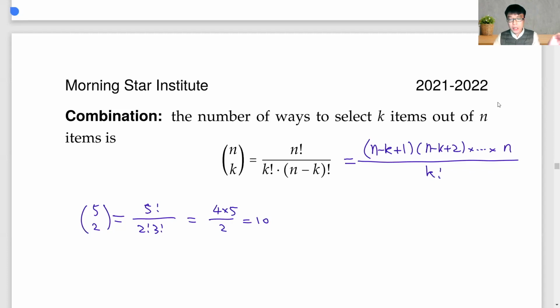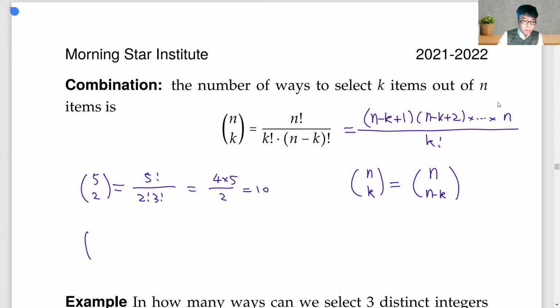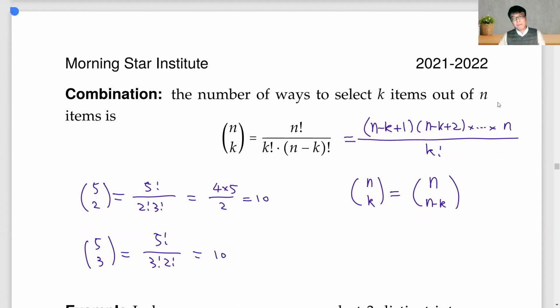Now, a very useful fact is that n choose k is equivalent to choosing n minus k, the ones we don't choose. So n choose k is equivalent to n choose n minus k. For example, 5 choose 2 is equivalent to 5 choose 3. 5 choose 3 is 5 factorial over 3 factorial and 2 factorial, which is the same. It's also true for any n and k.